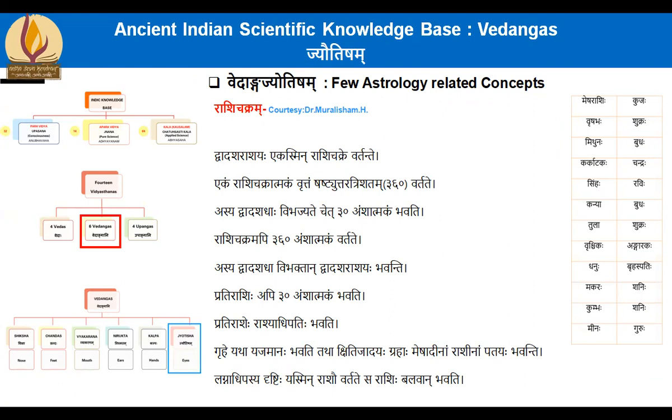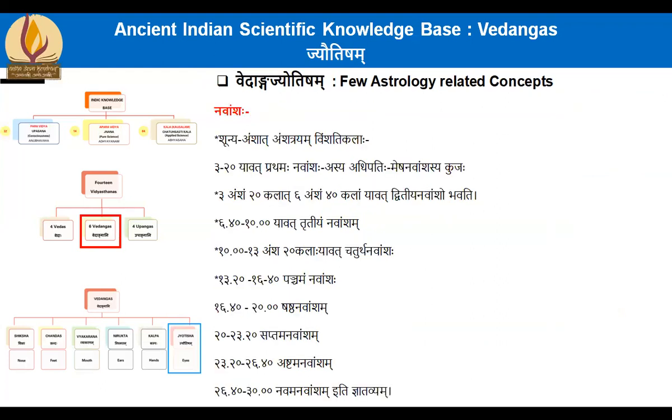So there is a concept called Rashi Chakra. All these Dwadasha Rashis, all the 12 Rashis, are there in that Rashi Chakra. So the chakra is 360 degrees, that everybody knows. If it is divided into 12 parts, each part will be 30 degrees, right? Thus they have used a lot of mathematics in understanding the concepts of Jyotisha.